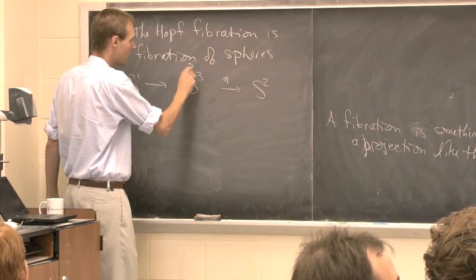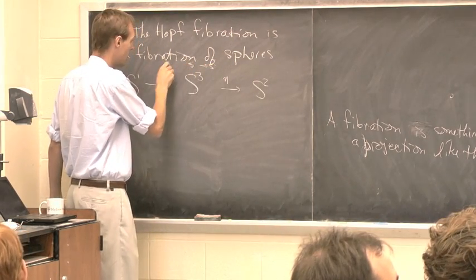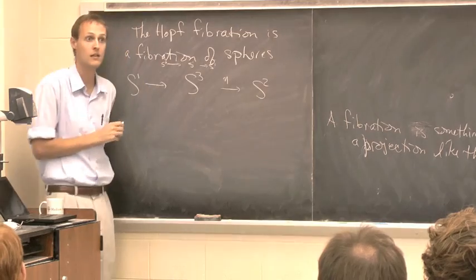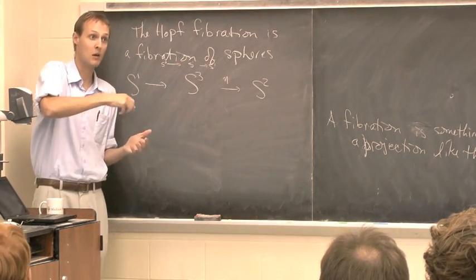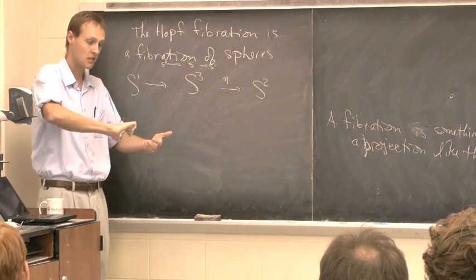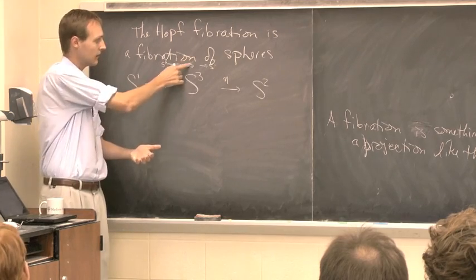So the circle is fibered over the circle, and its fiber is a 0-sphere. This is just a multiplication by 2 map. Have you ever taken a rubber band, twisted it once, and folded it over? That's this map.